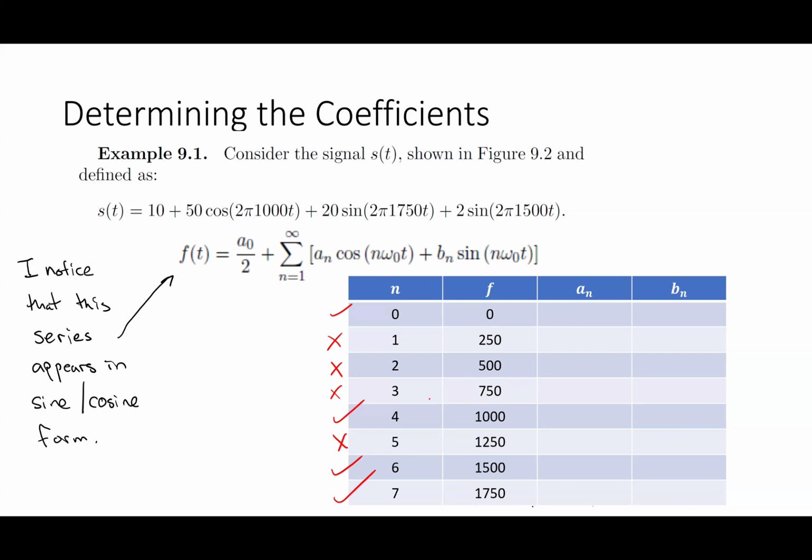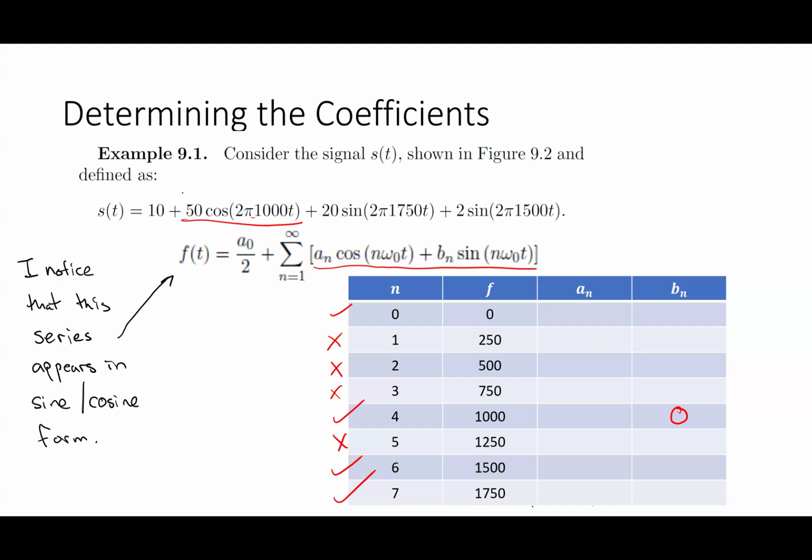At the fourth harmonic, we have 50 cosine 2 pi 1,000 t. Pattern matching with this expression, do we have any sine at 1,000 hertz? No. So that means B sub 4 is 0. But I do have an A sub 4, don't I? What would A sub 4 be?